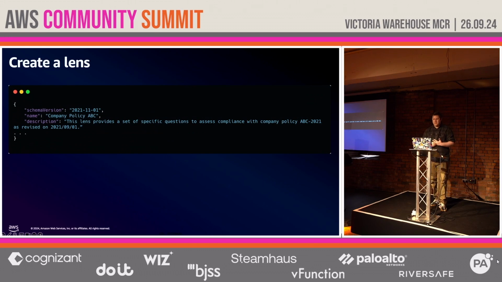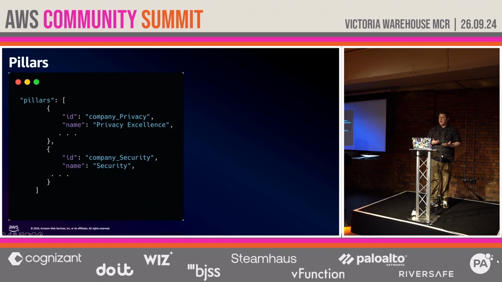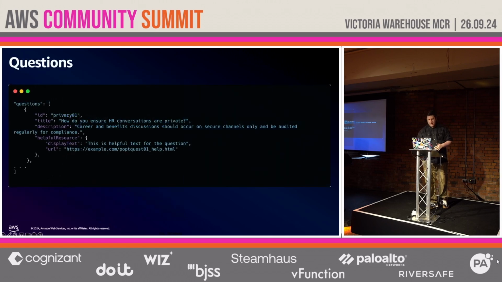So I'm going to step through the process for how to create a custom lens. First of all, it's a JSON structure. So it starts off with a basic description and name. Then we define our pillars. Note, these can be different from the 6 AWS ones. We will then go on to define our set of questions, and more importantly, the helpful resources that go alongside these to assist people in understanding them further.